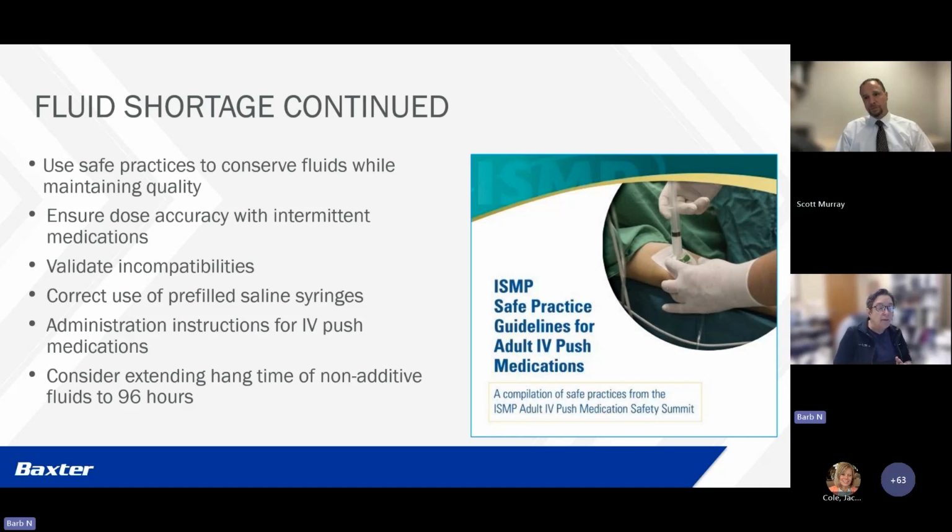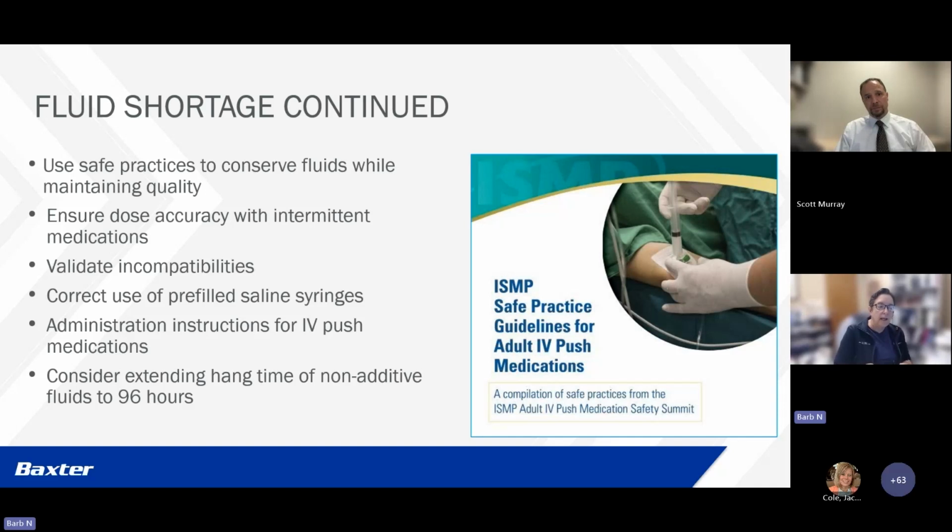Again, administration for IV push medications. And then one of the requests: the INS standards would say 24 hours of hang time for any non-additive IV solution. However, there's really not a great deal of science there. There's one recent study that looked at CLABSI rates, but CLABSI is really a surveillance definition that doesn't give you causality. So we need to study that further to say, what is the hang time?